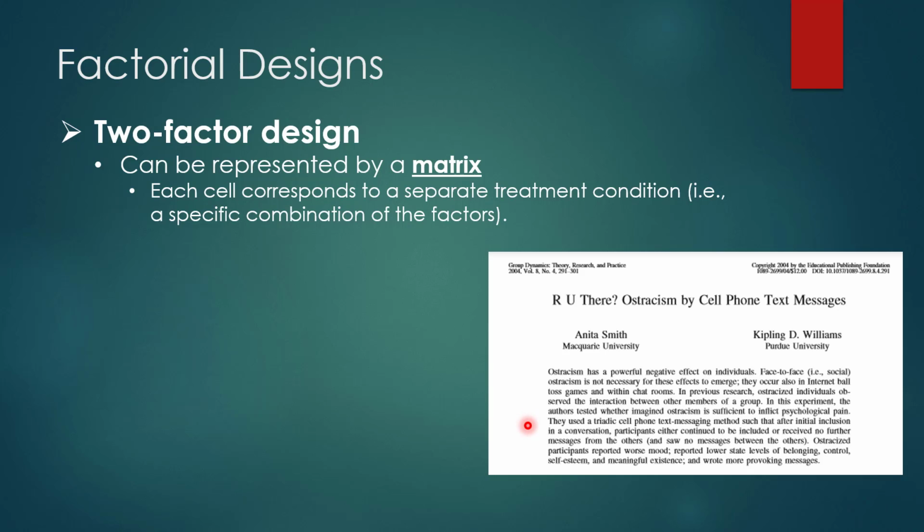They used a triadic cell phone text messaging method such that after initial inclusion in a conversation, participants either continued to be included or received no further messages from the others, and saw no messages between the others. Ostracized participants reported worse mood and reported lower state levels of belonging, control, self-esteem, meaningful existence, and wrote provoking messages.